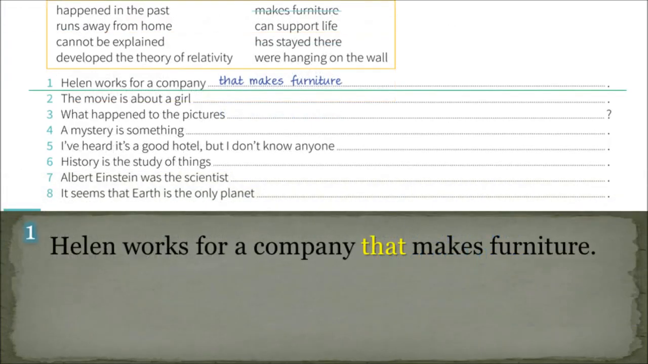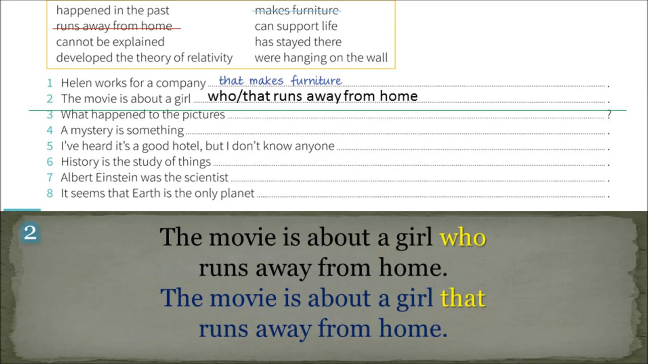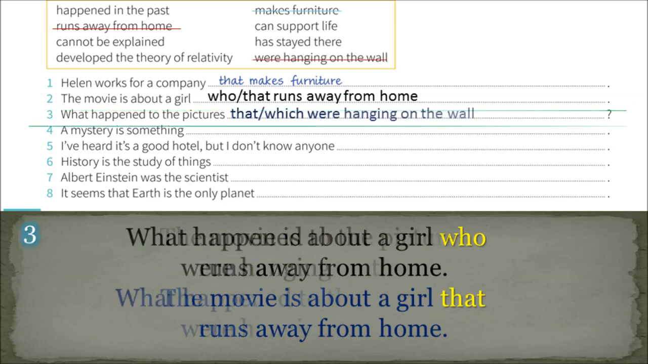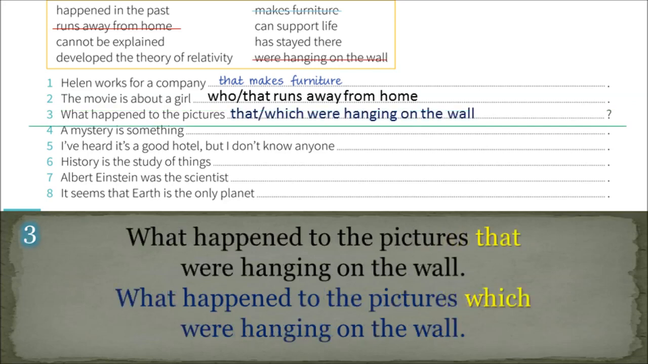Helen works for a company that makes furniture. The movie is about a girl who runs away from home. The movie is about a girl that runs away from home. What happened to the pictures that were hanging on the wall? What happened to the pictures which were hanging on the wall?